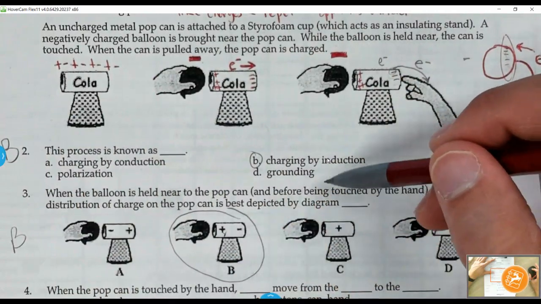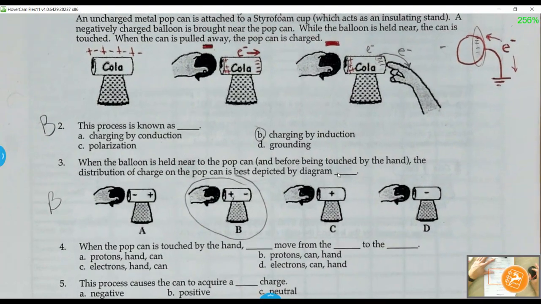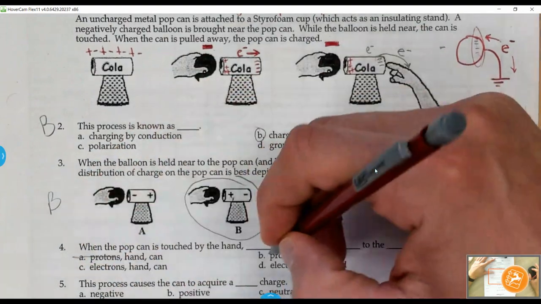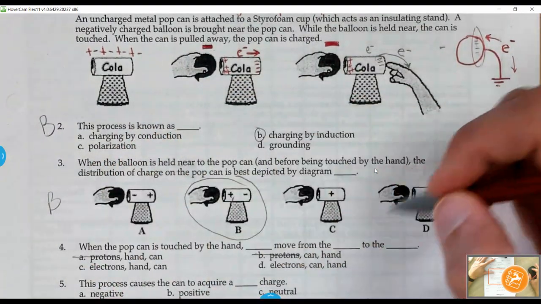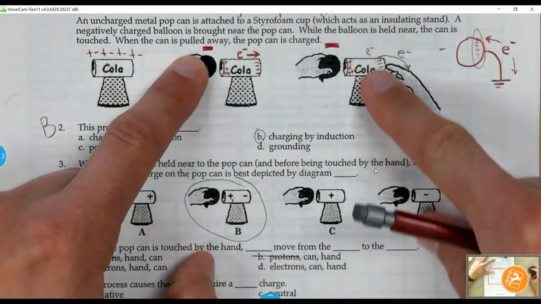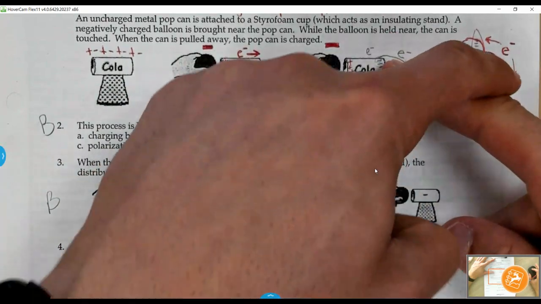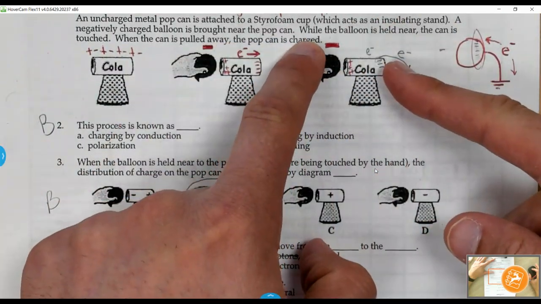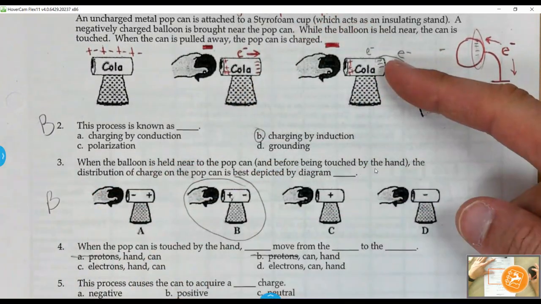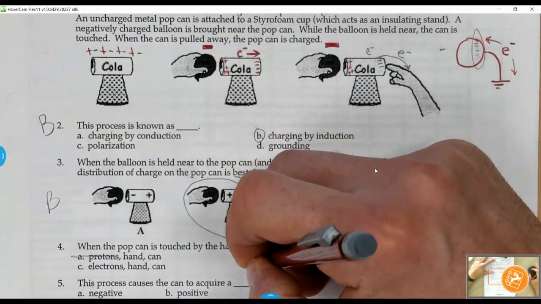When the soda can is held by our hand, blank move from blank to blank. Well, can protons move, guys? Nope, so that eliminates A and B. So you're left with C and D. And just look at the picture. If this is a negative, and I add my finger here, where electrons can either go in and out, they want to get as far away from that as they can, so some electrons are going to go from the can to the hand. So that will be letter D, can to the hand.